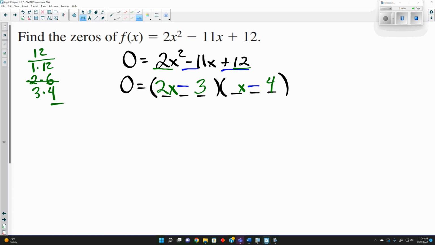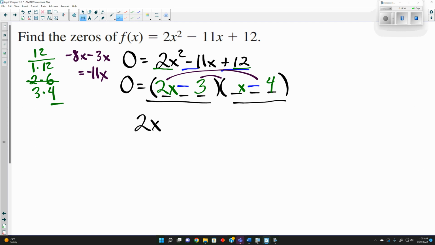Now we can check this here. So 2x times negative 4 is negative 8x. Negative 3 times x is negative 3x. Negative 8x minus 3x is negative 11x. Is that the middle term that we wanted? Yes. Which means these two here are multiplied together to equal 0, so one of them must be 0.